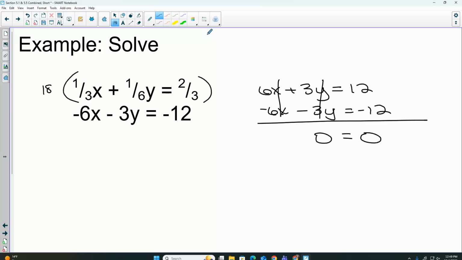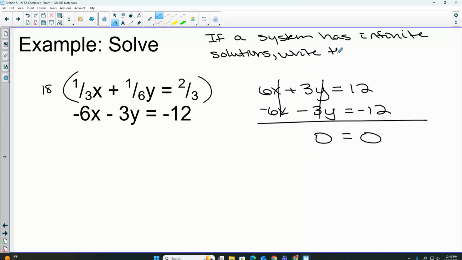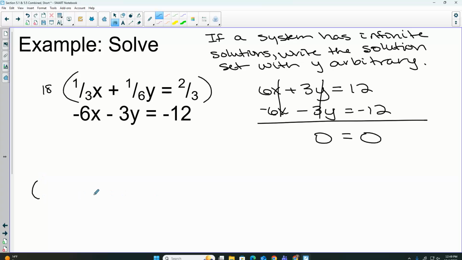Your directions will say, if the system has infinite solutions, write the set with y arbitrary. Okay, it could ask for x or y, but that's saying how it wants you to write your solutions. We know we're looking for an ordered pair, x, y. If it says y arbitrary, we're going to keep it in terms of y. So y stays normal. We have to find an equation for x.